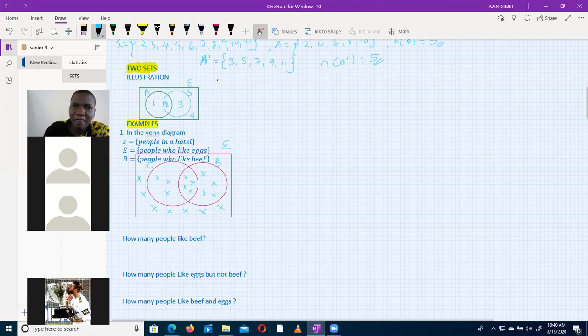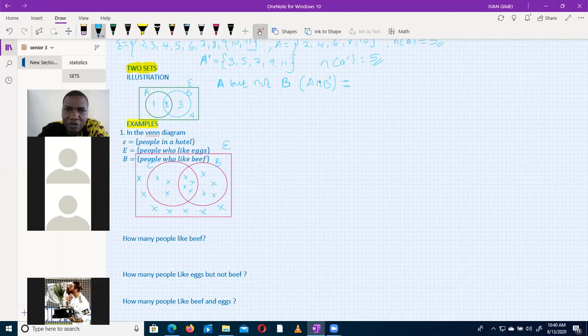If they're talking about the region corresponding to A but not B, using set notation we write A intersection B complement. That's what we use as the set notation. A but not B. So which region corresponds to this? Can you tell me the region that corresponds to A but not B, or A intersection B complement?